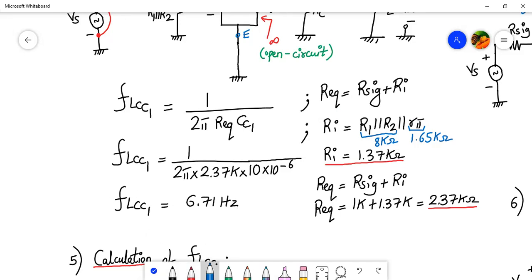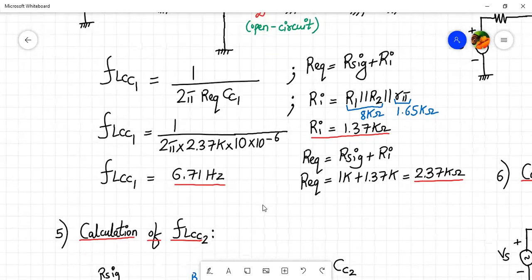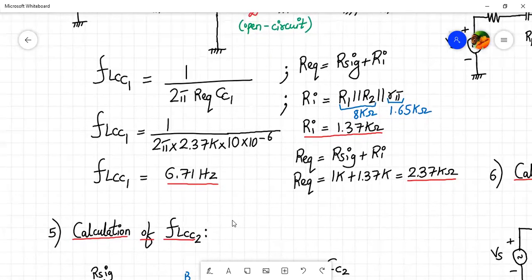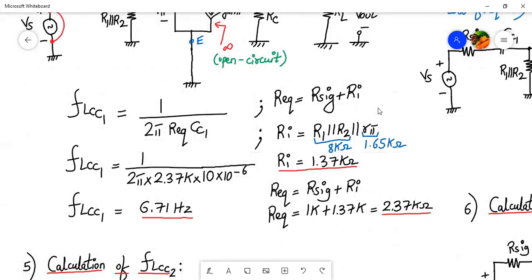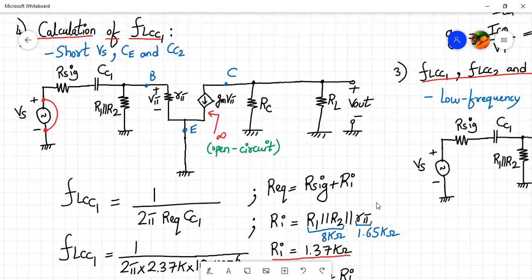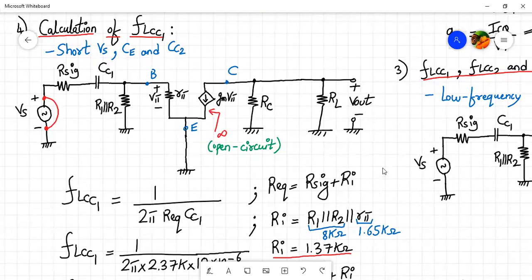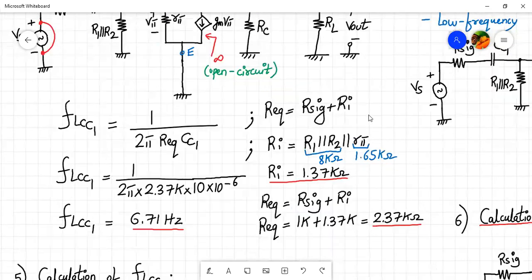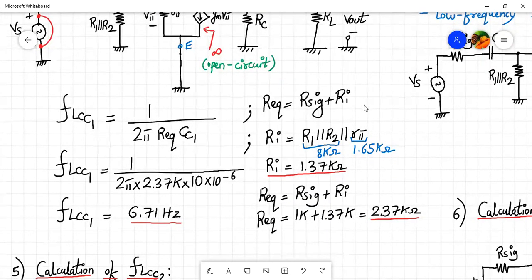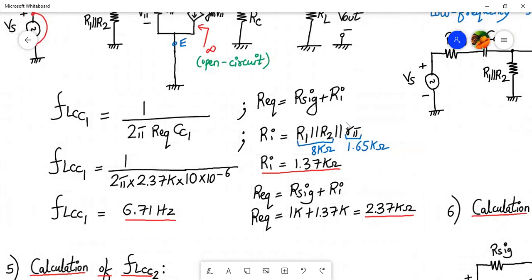So let me mark it over here. The value of FL of CC1 is 6.71 hertz. Okay, so everyone has followed what we have done over here. For FL of CC1, we have short circuited VS, CE, and CC2, and we have analyzed the circuit and found Ri and R equivalent. And then we have found the FL of CC1. So we got the answer as 6.71 hertz.